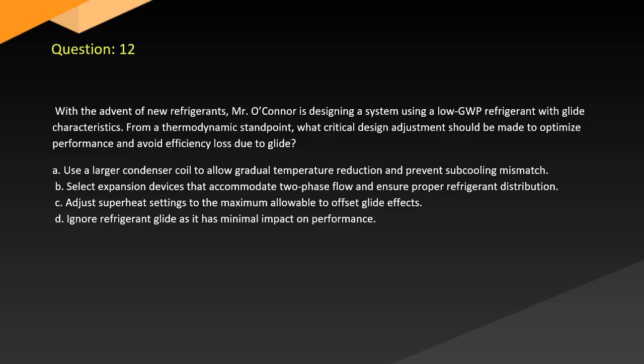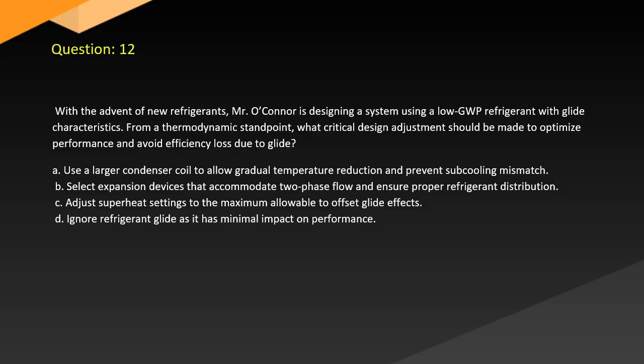Question 12. With the advent of new refrigerants, an HVAC engineer is designing a system using a refrigerant with glide characteristics. From a thermodynamic standpoint, what critical design adjustments should be made to optimize performance and avoid efficiency loss due to glide? A. Use a larger condenser coil to allow gradual temperature reduction and prevent subcooling mismatch. B. Select expansion devices that accommodate two-phase flow and ensure proper refrigerant distribution.